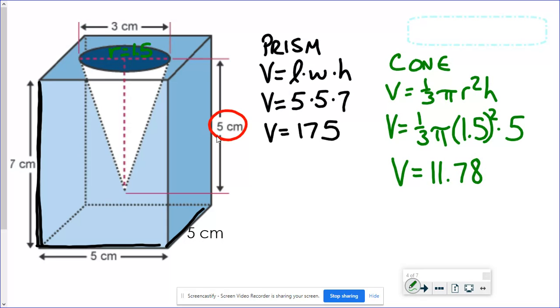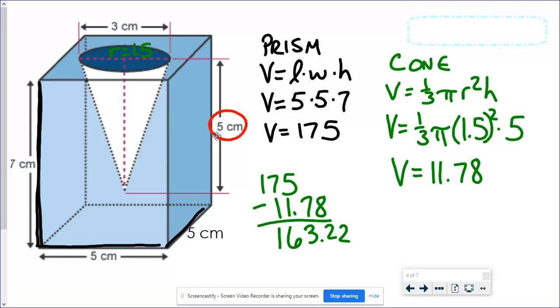11.78. Now, because I'm taking the cone out of the prism, this is a subtraction. So I'm going to have 175 minus 11.78 gives me 163.22, and that would be in cubic centimeters.